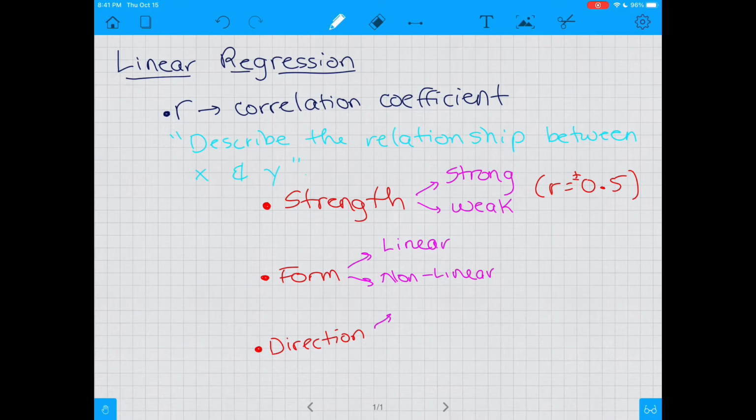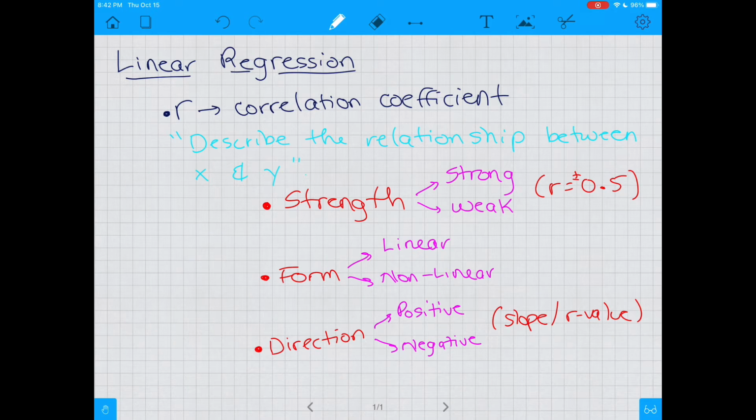And then direction, obviously, we're only looking at positive or negative. So here that is describing both slope and our R value. Obviously, if R is positive, that means my slope is positive. If R is negative, that means my slope is negative.